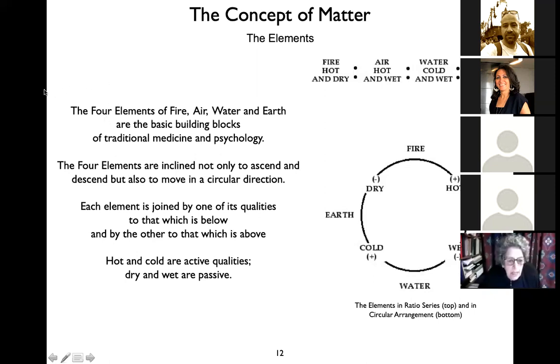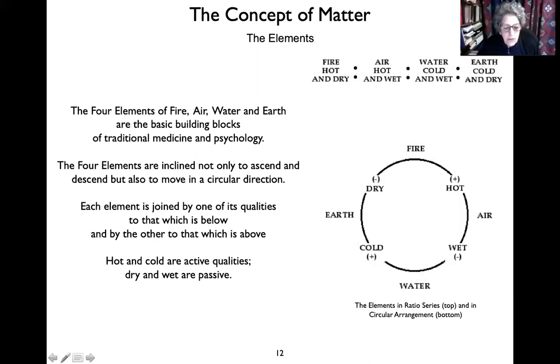The four elements of fire, air, water, and earth are the basic building blocks of traditional medicine and psychology. The four elements are inclined not only to ascend and descend, but also to move in a circular direction, which is, of course, because of the wind, which is the air element. Each element is joined by one of its qualities to that which is below, and by the other to that which is above. So, for instance, air is above water, and fire is above air, or earth is above water, and fire is above earth. Hot and cold are, as I said, active qualities, and dry and wet are passive qualities.